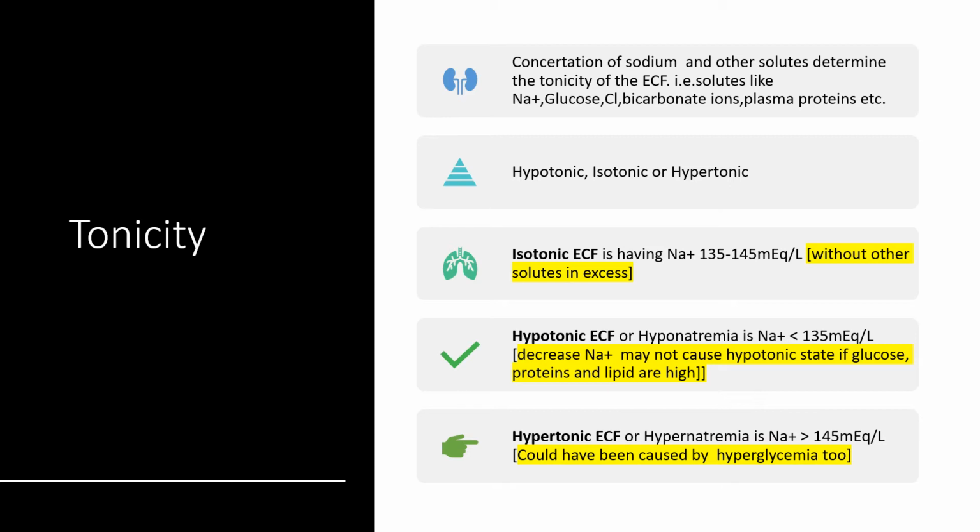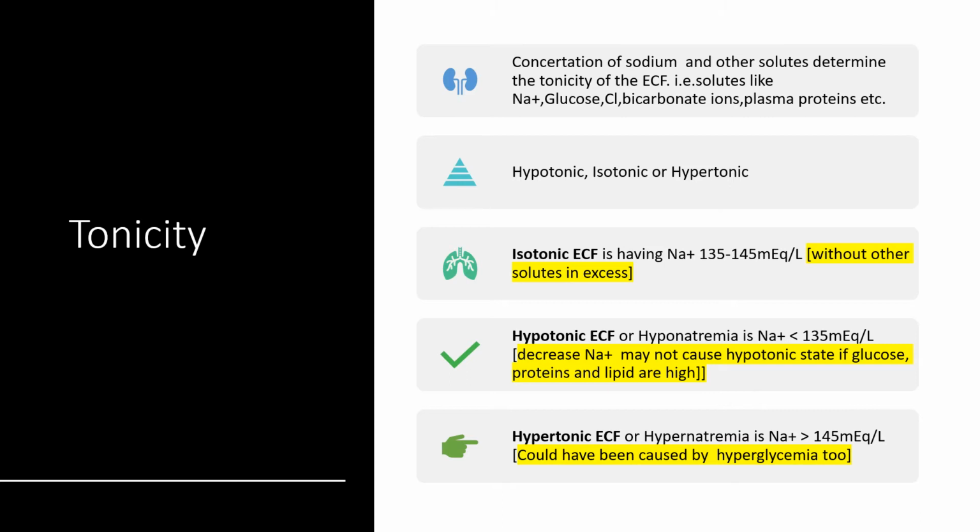But in certain situations, even when sodium level is low, there will be no hypotonic ECF. In that case, we might be dealing with hyperglycemia, hyperproteinemia, or hyperlipidemia. Okay, hypertonic ECF, on the other hand, when it is all about sodium, it means the value of sodium will be high, and anything greater than 145 milliequivalent per liter will be a big concern.